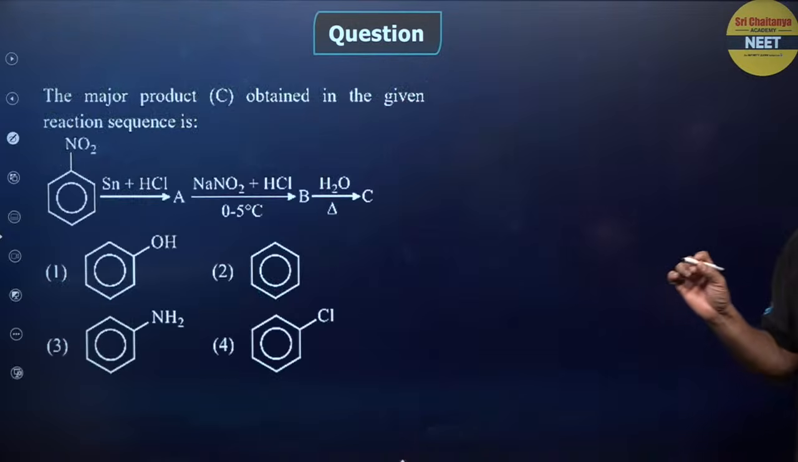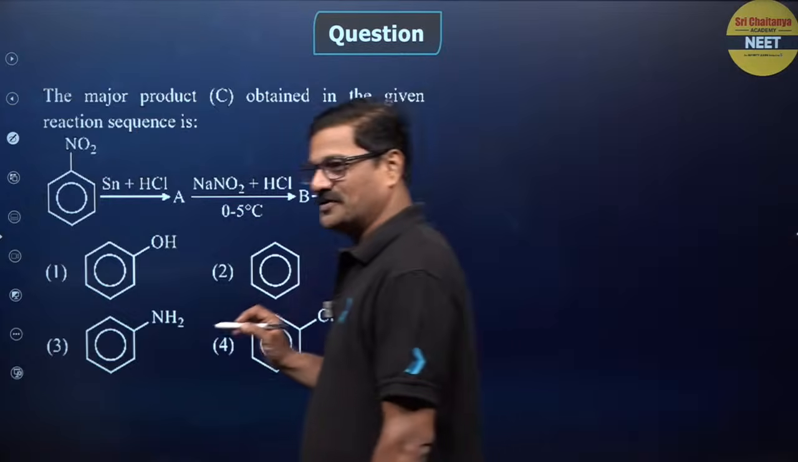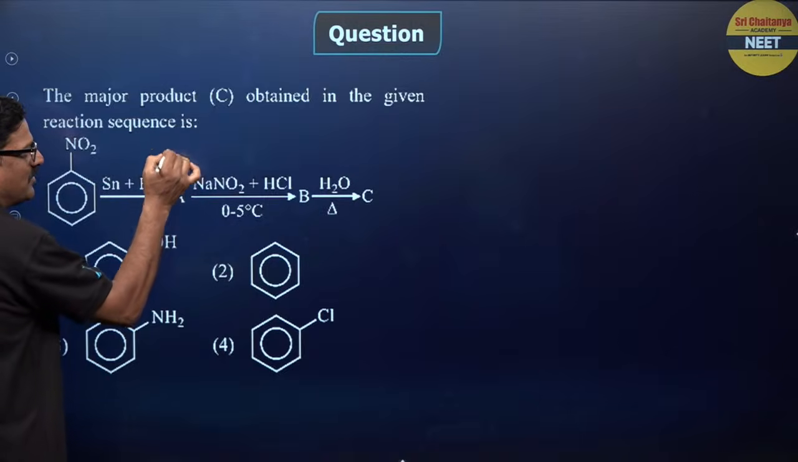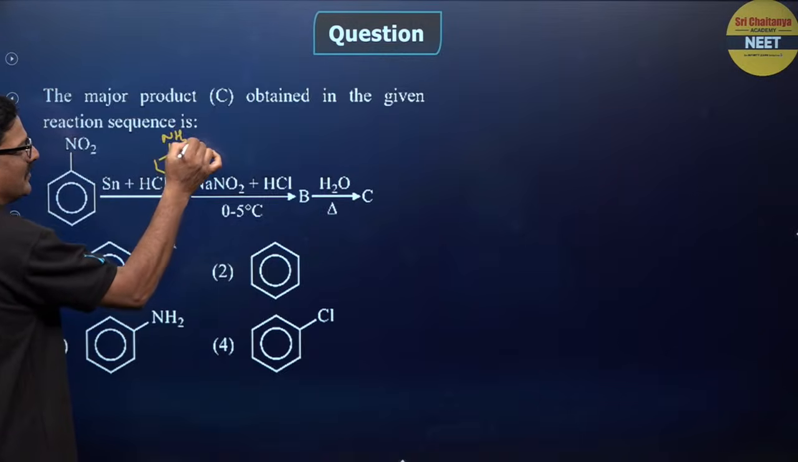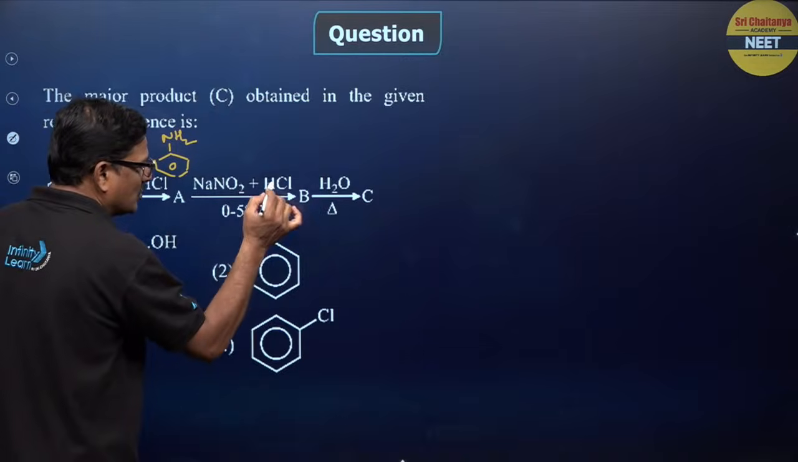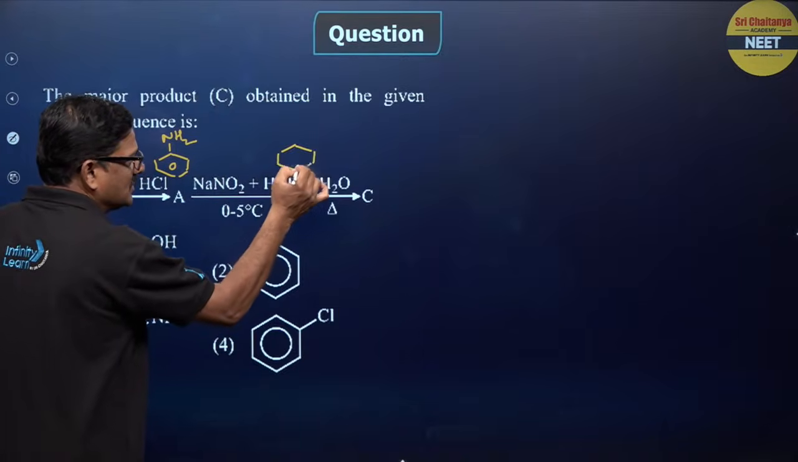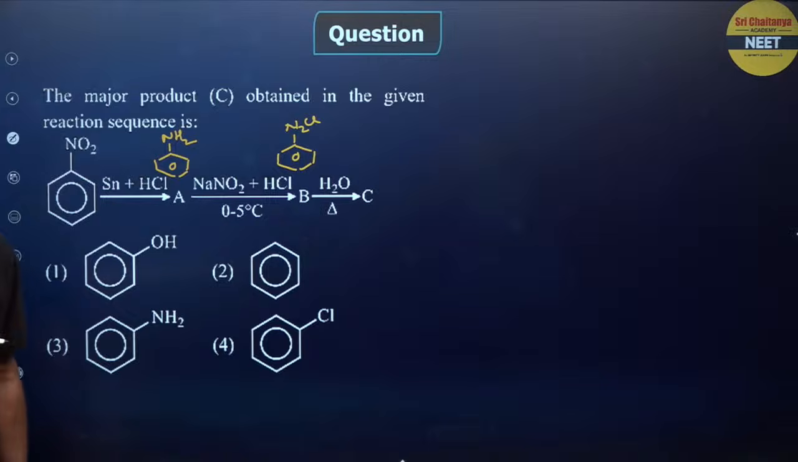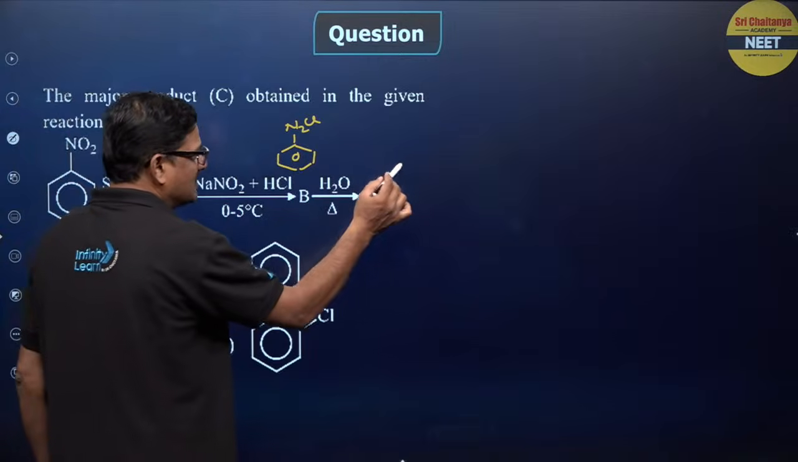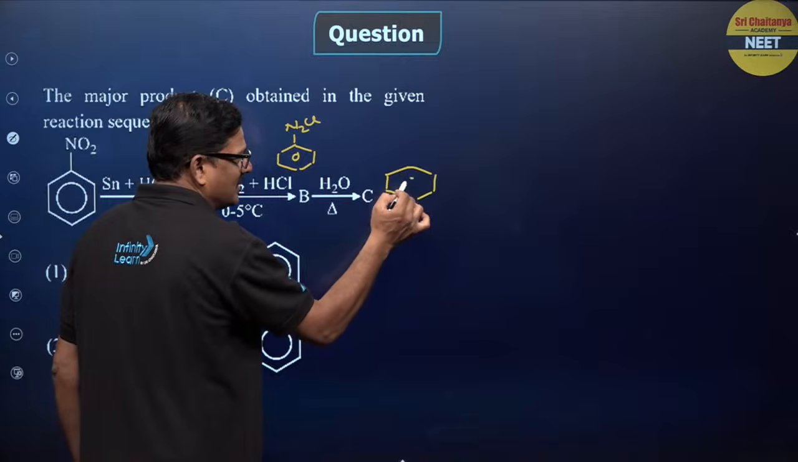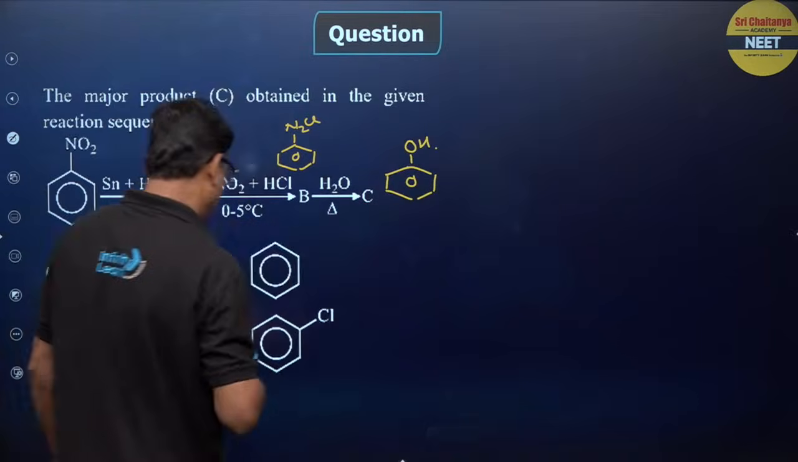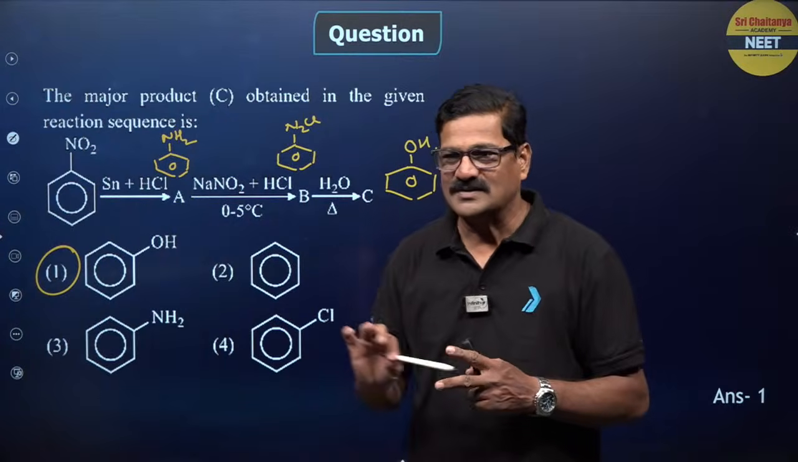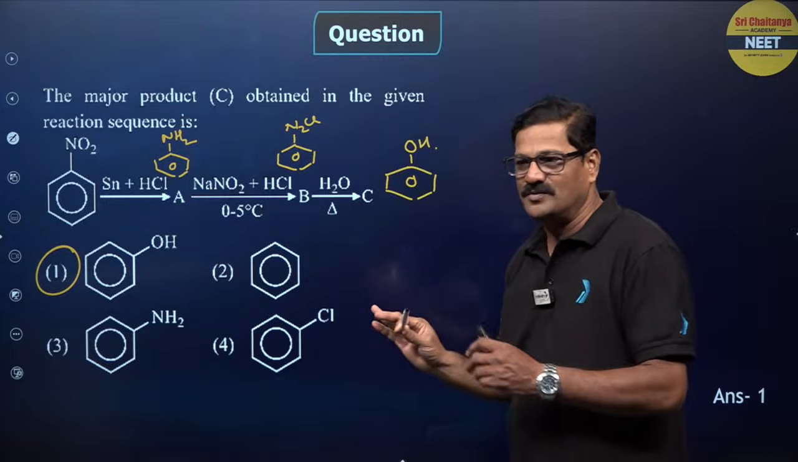Now you can see the major product obtained in this given reaction. Nitrobenzene with Sn/HCl, you are going to see the formation of aniline. This is treated with NaNO2 and HCl, you are going to see benzene diazonium chloride. This benzene diazonium chloride on hydrolysis gives us phenol. The answer for this question is going to be A, option 1. So this is the methodology you need to follow.